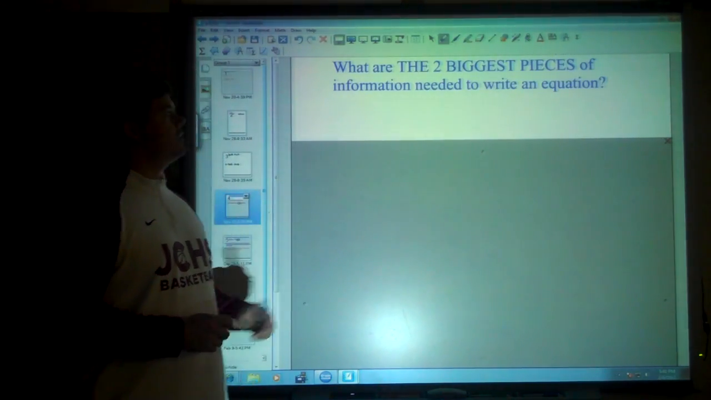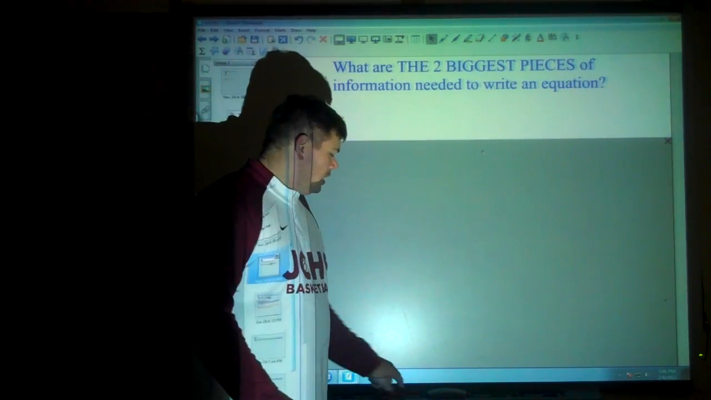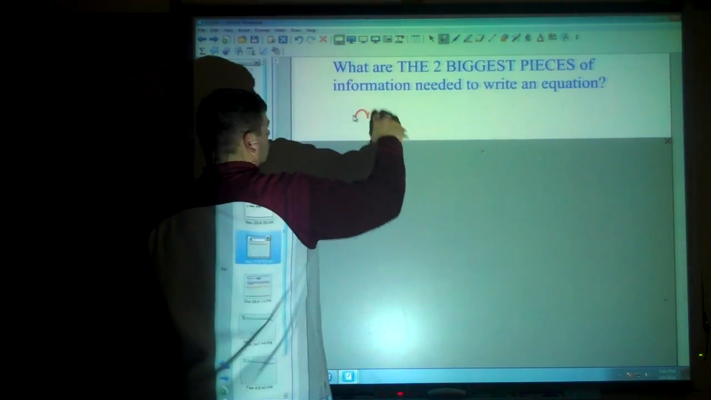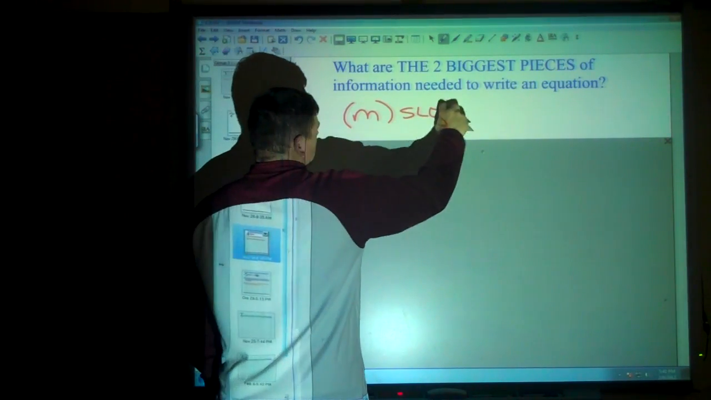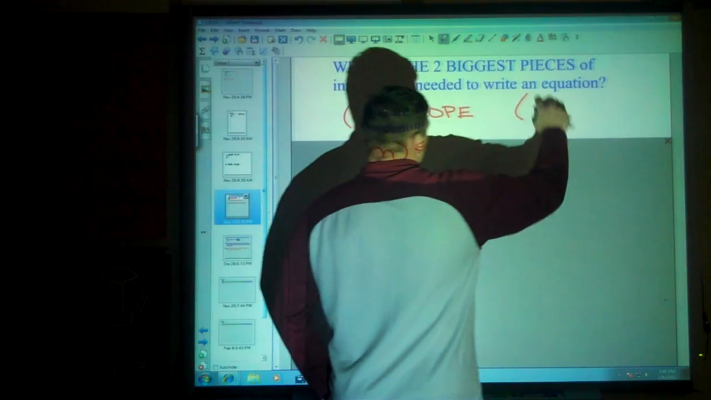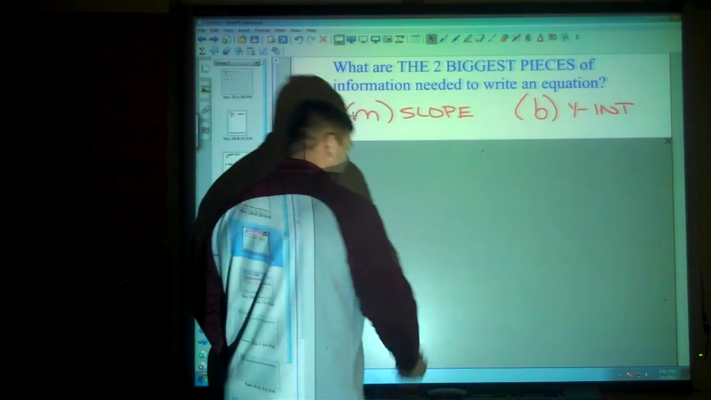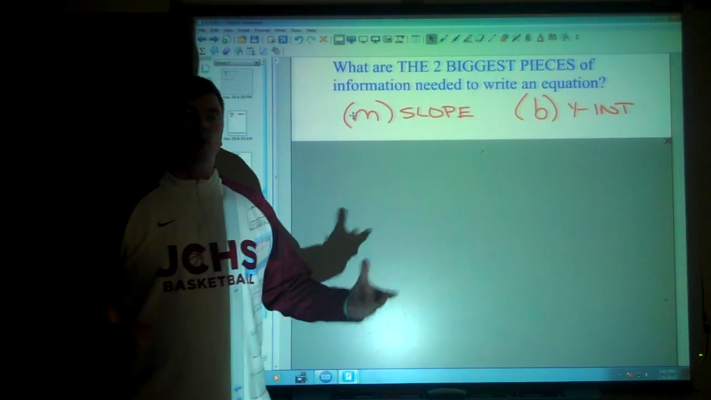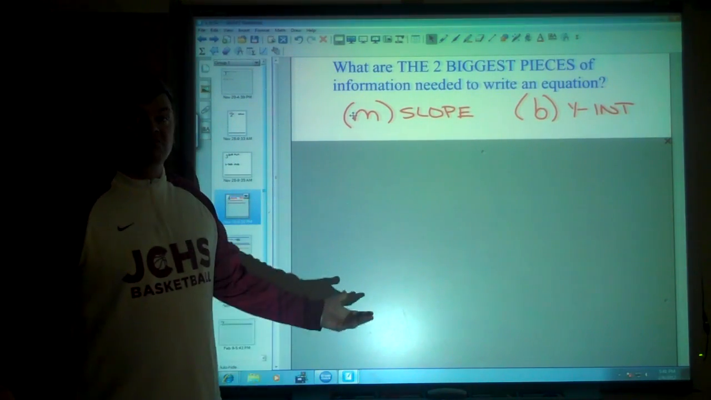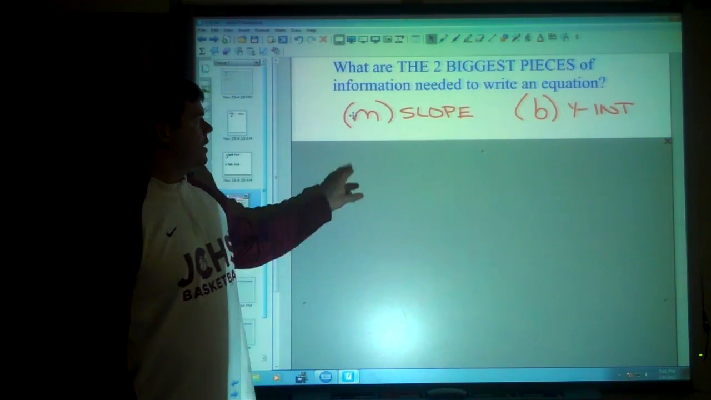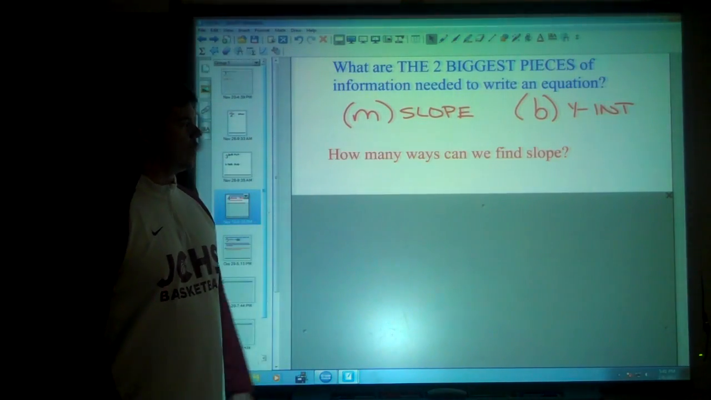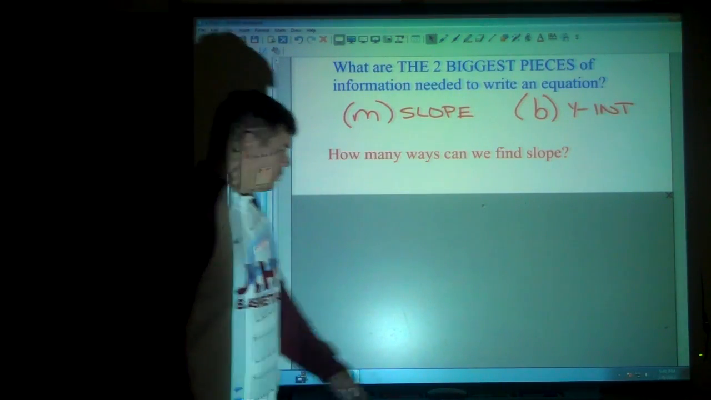So let's just think for a moment here. What are the two biggest pieces of information needed to write an equation? Generally speaking, we need the slope and the y-intercept. If we can calculate those two things, writing an equation y equals mx plus b is really pretty easy. All right? So how many ways can we find the slope? What can we do to find the slope?